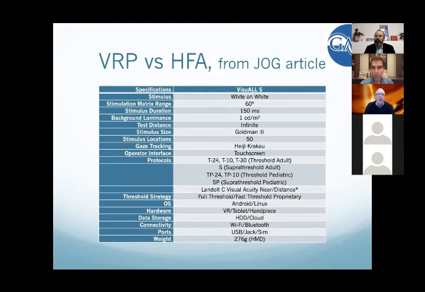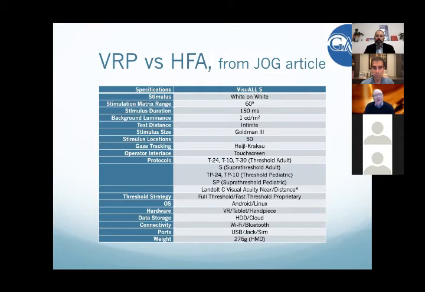The gaze tracking is Heijl-Krakau, which is basically your blind spot monitor. The machine maps out your blind spot, and the LED will light up in the blind spot at a certain point. If they see that, then they're not fixating like they should. It's a touchscreen for the operator interface. There are your different fields: the 24, the 10 degree field, or the 30.